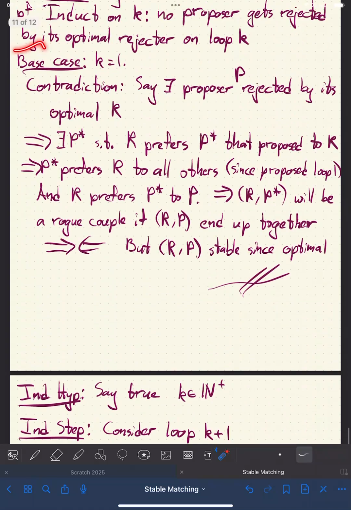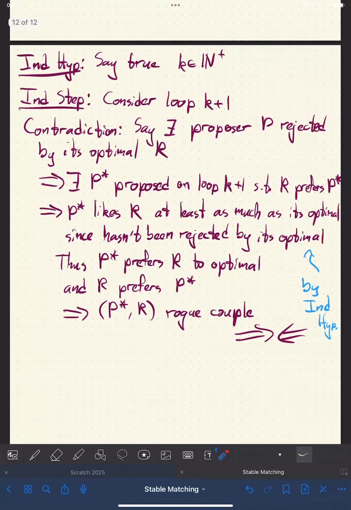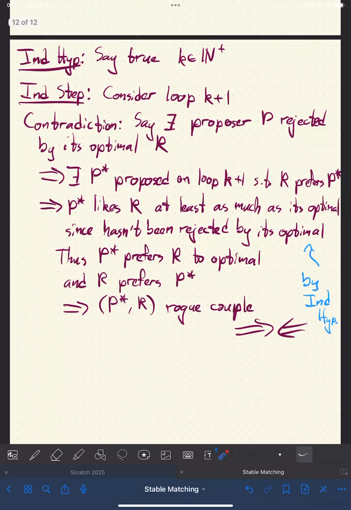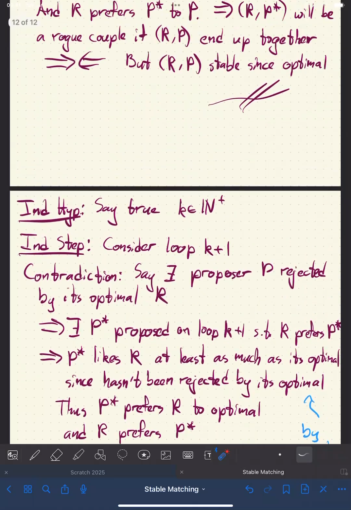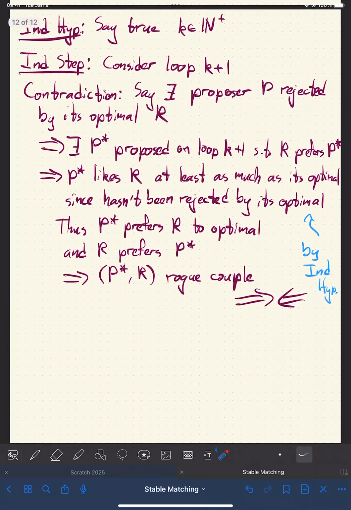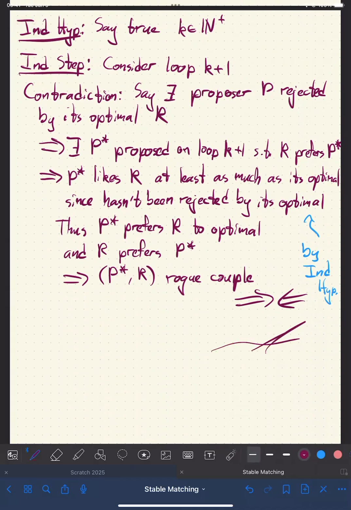This is just like the argument here. We're just doing it again. We have to do a little bit more argument because here, since it was loop 1, we know P star prefers R because it's choosing it there. A little bit more argument by inductive hypothesis, but really we're getting that P star and R are a rogue couple. That gives us a contradiction to P and R being optimal because it must be stable. That's the definition of optimal. So the same argument that we used here, just rewind and look at the argument we used here if you need to. But that gives us our contradiction, and that concludes our inductive step.